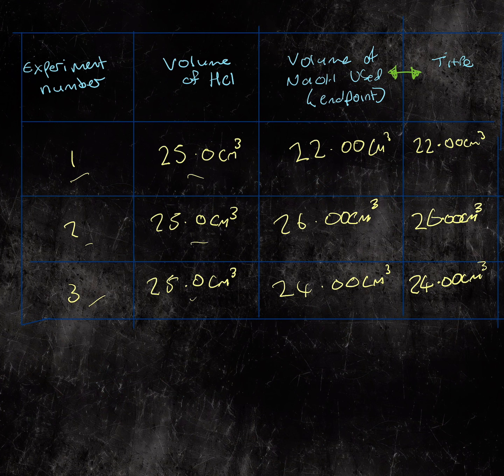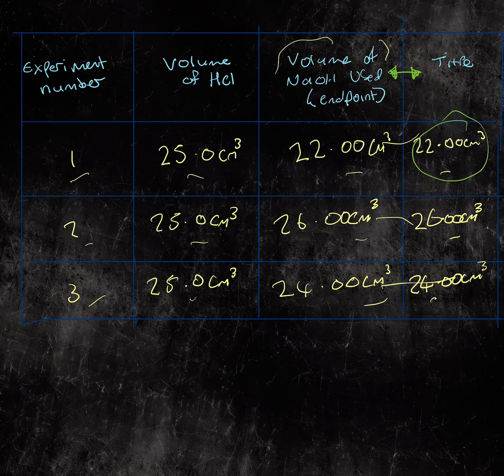Now, the volume of sodium hydroxide used, which is the endpoint, and the titre, in this instance, are the same thing. I think they've made some sort of mistake around this title here, but that's fine anyway. So the value in each of these is going to be the same. These two, and these two. Okay, so to calculate your mean titre, you're going to take the first titre, which is over here.